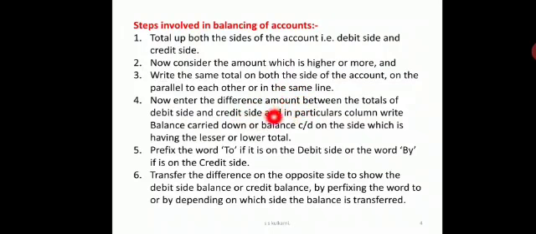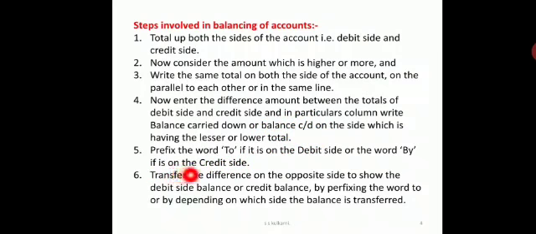Whatever difference is there, I should write that difference on that side which has the lower total by prefixing the word "to" or "by", depending on which side it is. If it is on the debit side, I write or prefix the words "to balance carried down". And if it is on the credit side, I will write it as "by balance carried down". So balance carried down is nothing but showing the shortage on the side where the lower total exists.